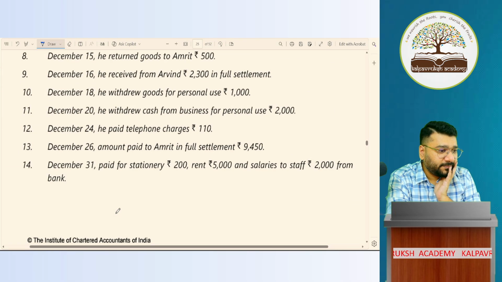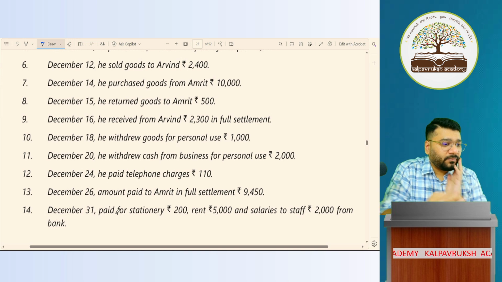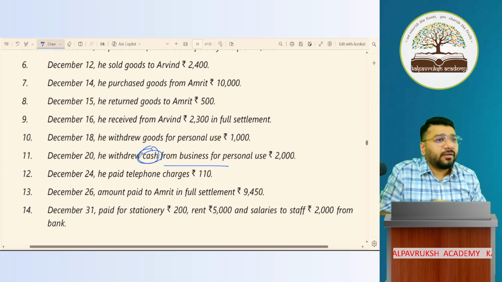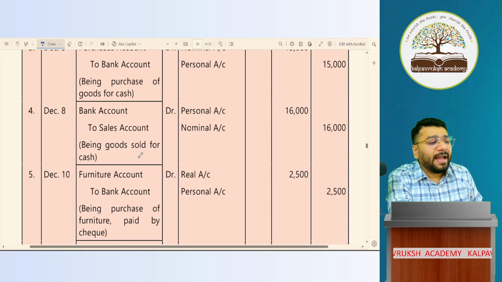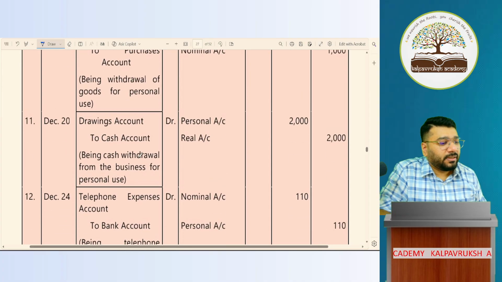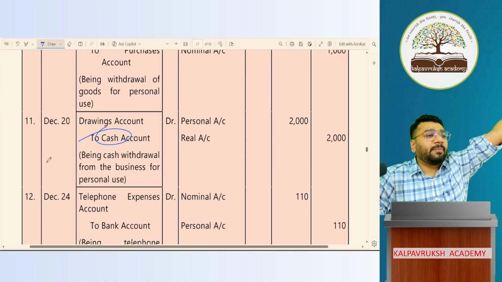Drawings is there in cash. We drew cash for personal use. So when they use the word cash here in the journal entry, have they used bank or cash? Cash only. So in one question like this, in another question like this, in the exam, what are we supposed to do?